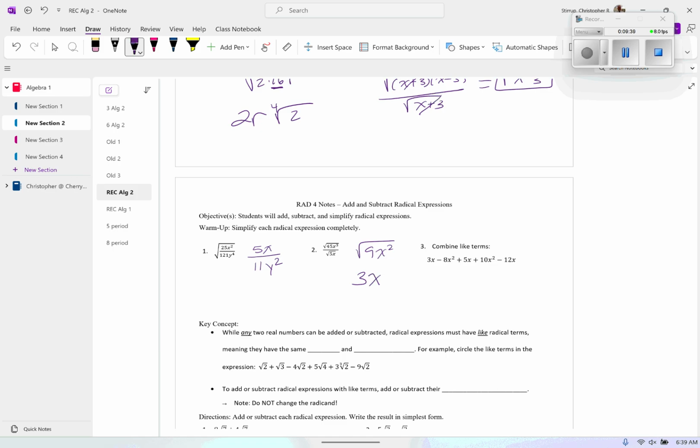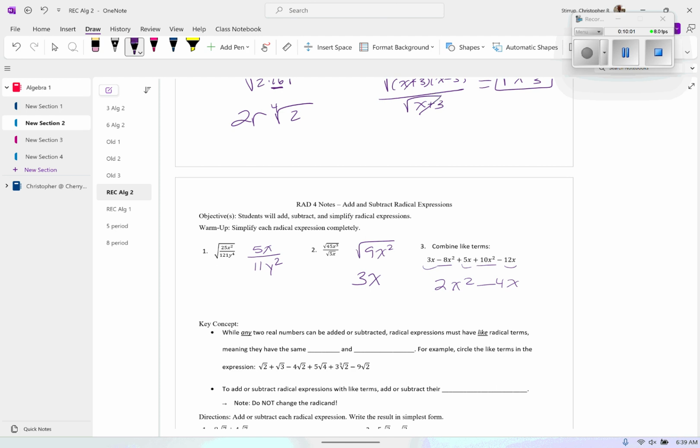And then they want us to combine like terms. Oh, this is a little tricky. So same exponent, so that's 2x squared. And I have x and minus x. So 3x plus 5x is 8x. 8x minus 12x is minus 4x. While any two real numbers can be added or subtracted, radical expressions must have like radical terms.